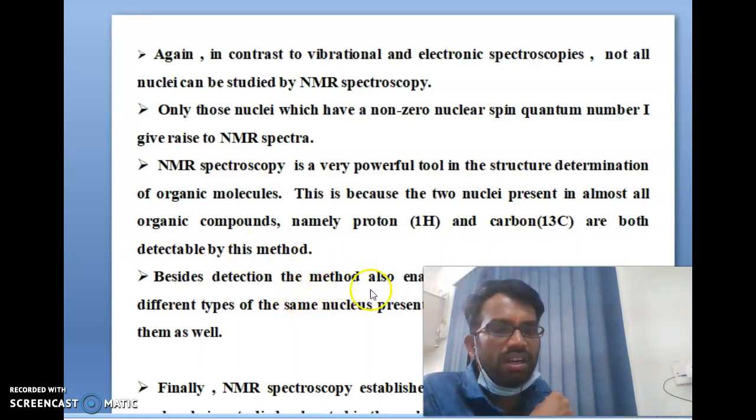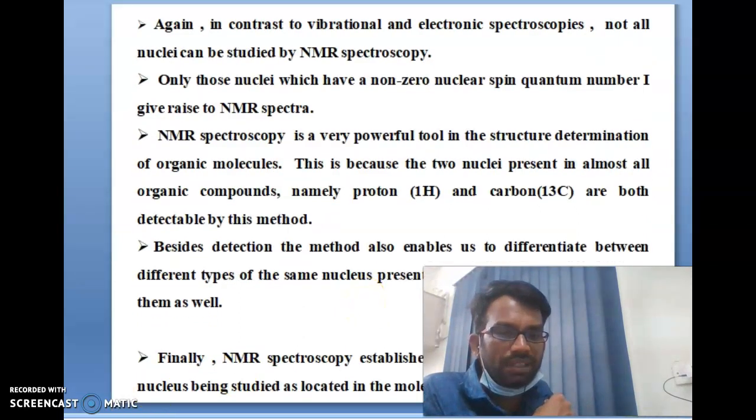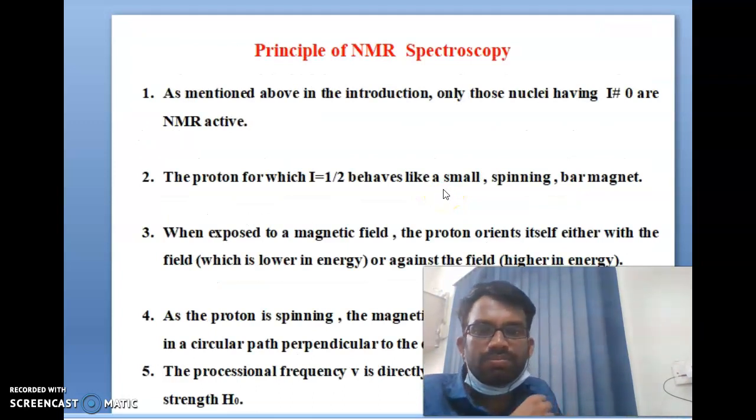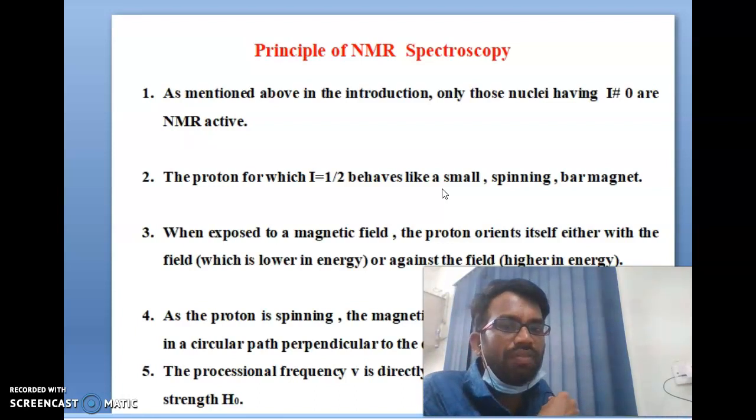Besides detection, the method can also be used to differentiate between the different types of the same nucleus present in the molecule and to quantify them. Finally, NMR spectroscopy establishes the connectivity pattern of the nucleus being studied as located in the molecule of interest. Depending on the molecule of interest, we get the connectivity data of the nucleus. Next, we will come to the principle of NMR spectroscopy.